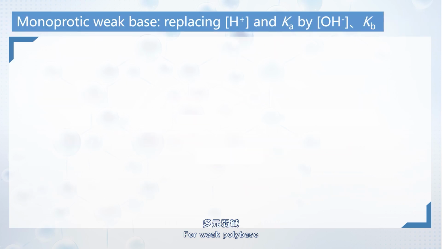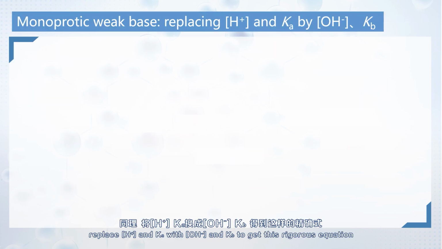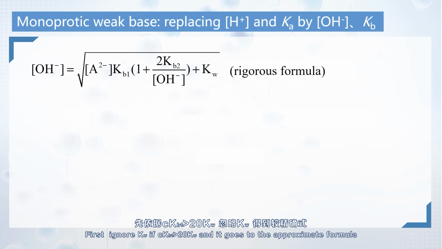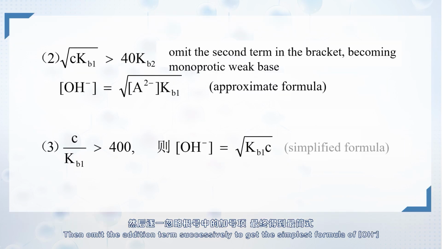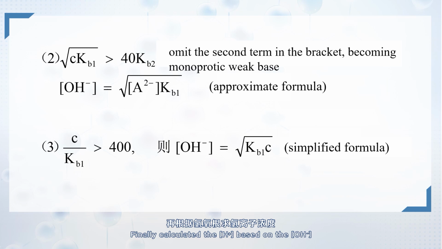For weak polybase, replace hydrogen and Ka with hydroxide and Kb to get this rigorous equation. First, ignore Kw if CKb1 is larger than 20 Kw, and it goes to the approximate formula. Then, omit the addition term successively to get the simplest formula of hydroxide. Finally, calculate the hydrogen based on the hydroxide.